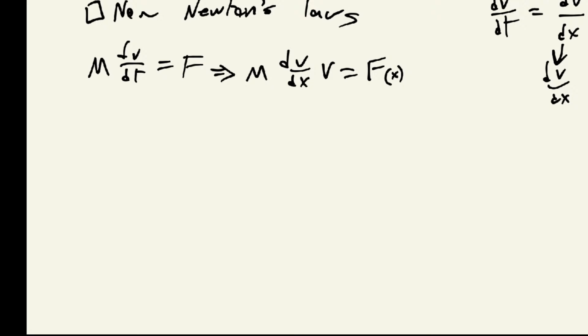And so if we want to get the actual velocity instead of dv/dx, what we could do is some integration. So let's set that up. Just to make this more clean, we would say m v dv equals f dx. I just moved the dx to the other side.